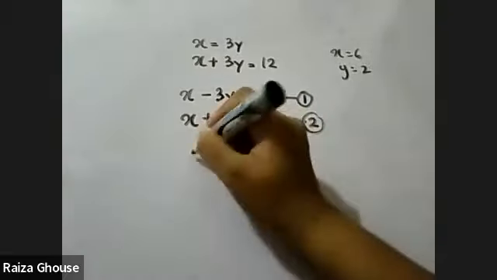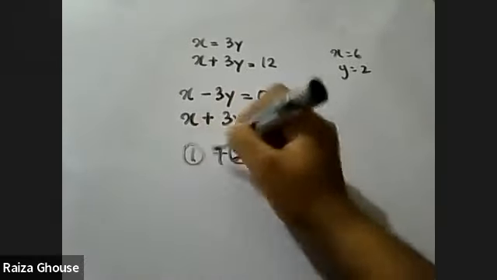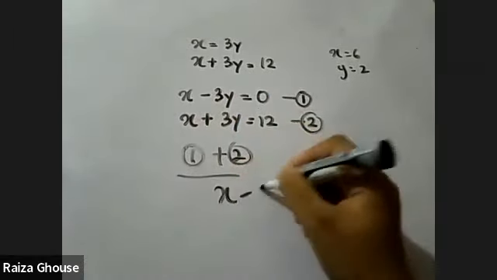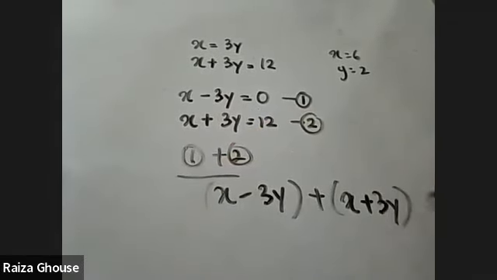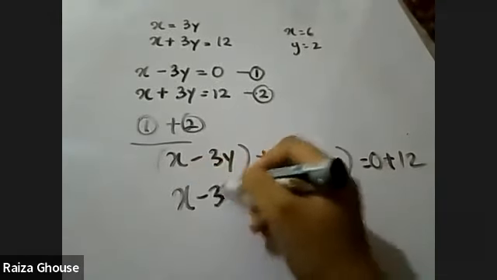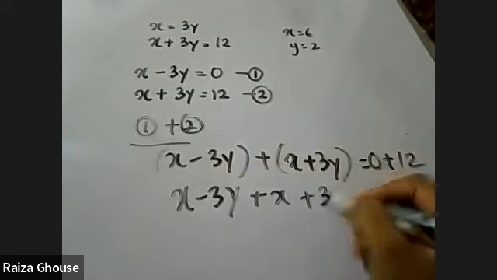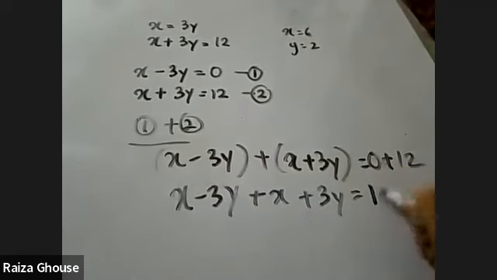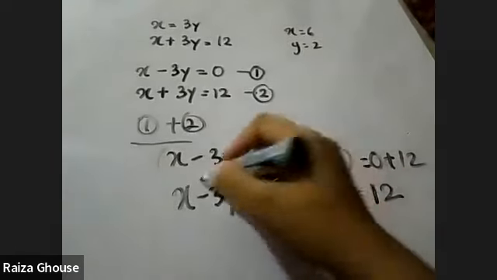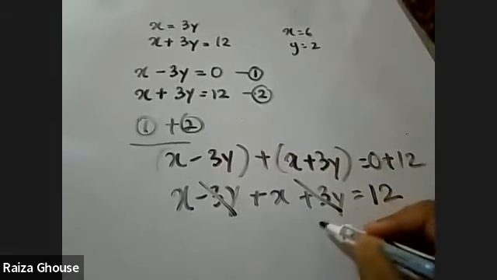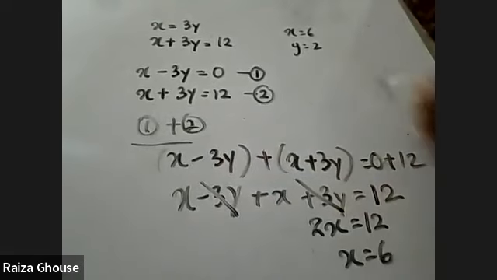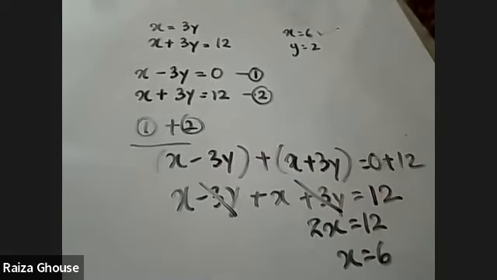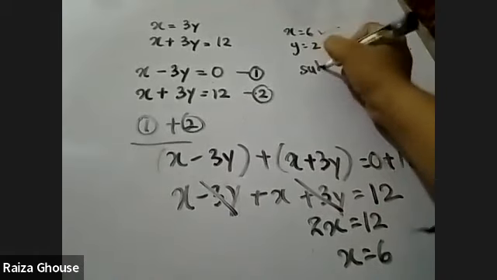Okay, right. So we can write x minus 3y, my first equation, plus my second equation, x plus 3y, is equal to 0 plus 12. If I remove my brackets, x minus 3y plus x plus 3y is equal to 0 plus 12, which is 12. Now I can see negative 3y and positive 3y cancel. x plus x is 2x, 2x equals 12, x is equal to 6.